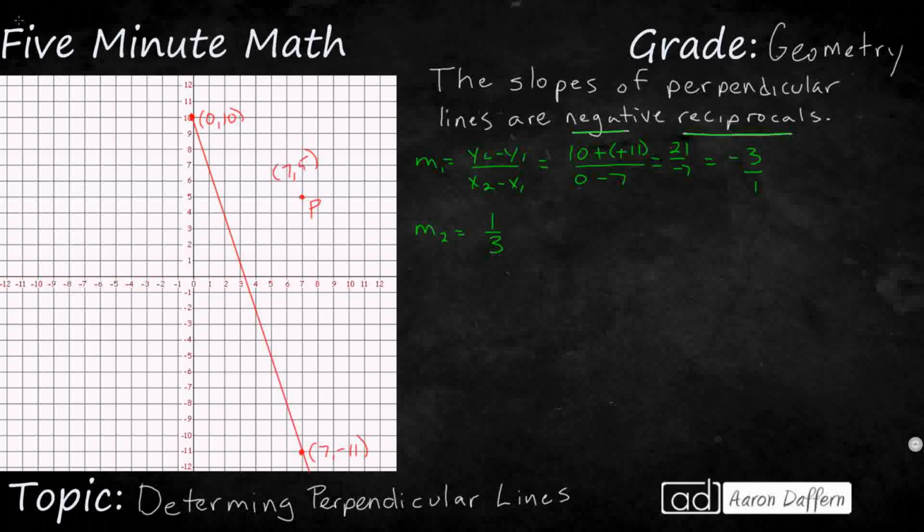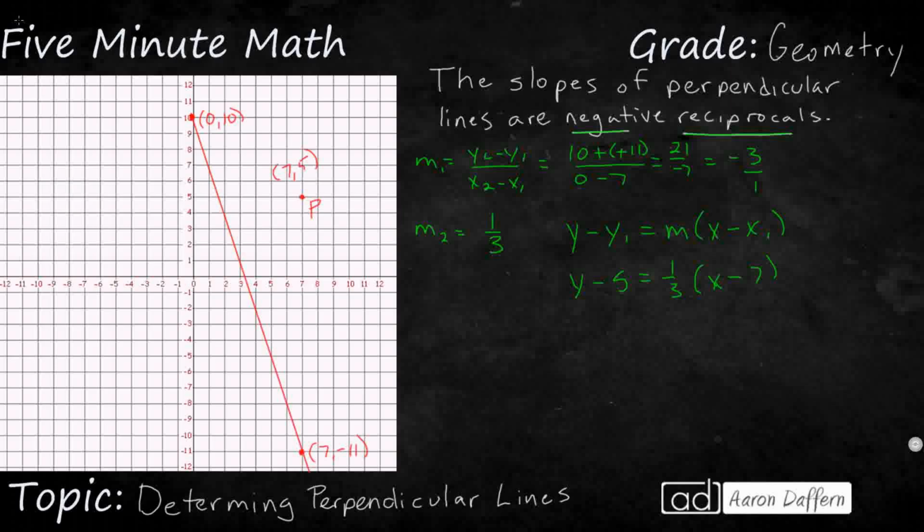Well, I can use my point slope form. So this is going to be y minus y1 equals m times x minus x1. So now that I know my slope, that's the biggest thing I needed to find. It's a negative reciprocal to the original line, so my slope is going to be 1/3. I've got my y and my x of my point P, so my y is 5, and my slope is 1/3, and my x is 7.